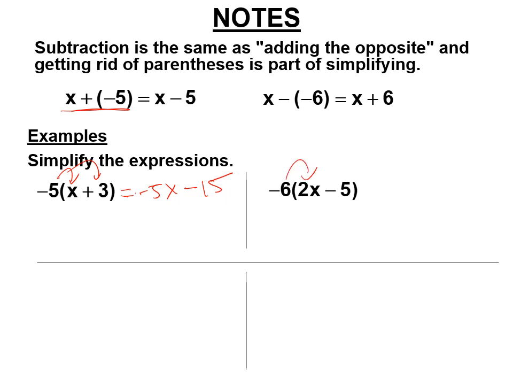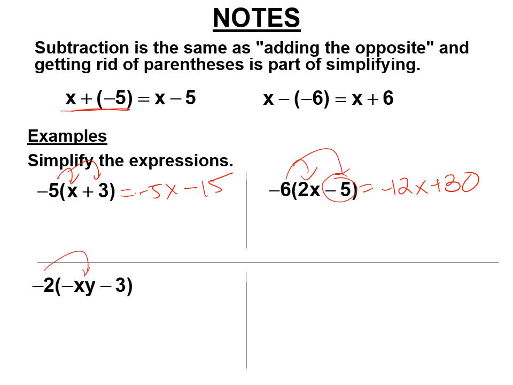So this is negative 12x. Negative 6 times negative 5 is positive 30, right? Yes, you could write it as minus negative 30, but why would you, right? Because you have to fix that. We think plus 30 is simpler, and we're right. So you just, negative 6 times negative 5 is positive 30, and it turns into plus 30.